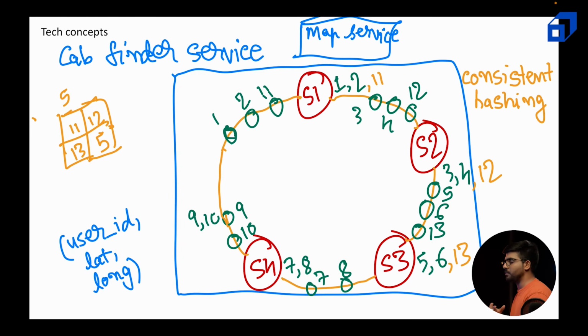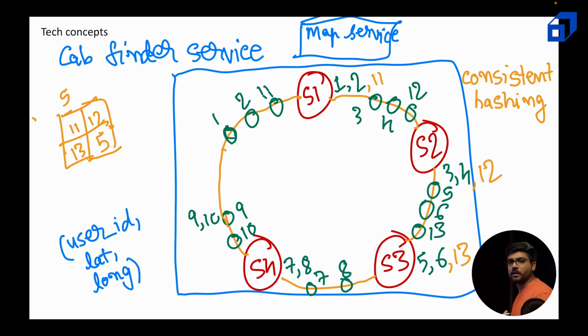Now there is another protocol used for this matching algorithm or cab finder service, which is known as the gossip protocol. So whenever the responsibilities of any of the servers change, it will just gossip to the other servers that now I have got more responsibility for chunk IDs 9 and 10 as well.